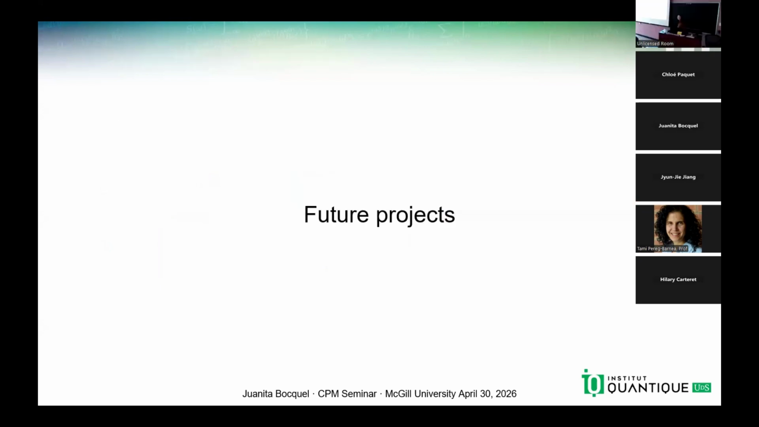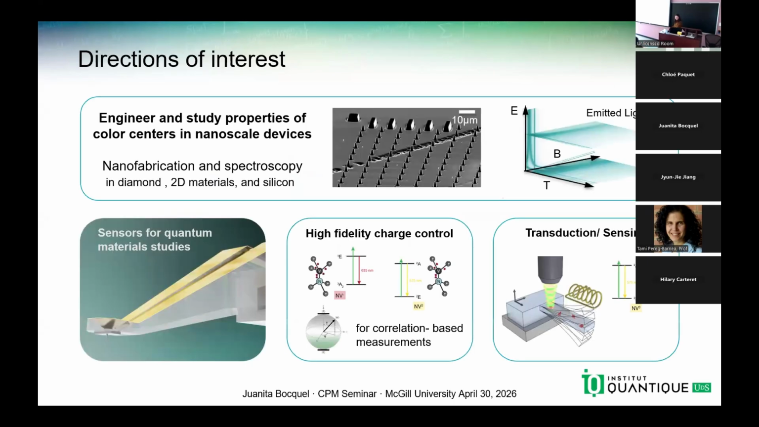And now I'll just say briefly a few words about a few projects that I want to start in Sherbrooke. And for this, I'll first say something very broad. So the directions of interest, two of them are really close to what I just showed. It is engineering and studying the properties of color centers, in particular in nanoscale devices. Know that this brings about some opportunities, but also some difficulties. So that includes doing nanofabrication and optical and electrical spectroscopy.